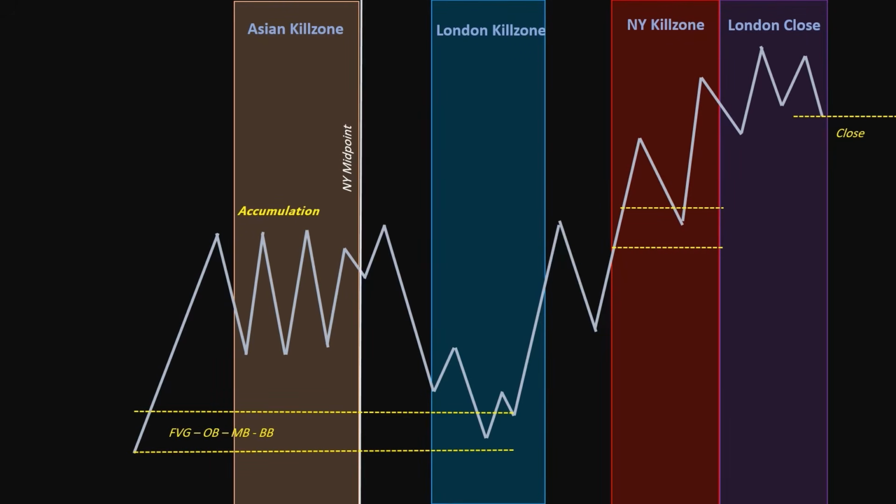These kill zones aren't just time markers, they're a map of the market's heartbeat. Understanding them gives you the edge you need to execute with precision, confidence, and consistency. The framework we covered is simply a roadmap. It helps you understand the logic behind price movement and how liquidity is targeted throughout the day. Now let's move on to the charts and apply what we've learned.